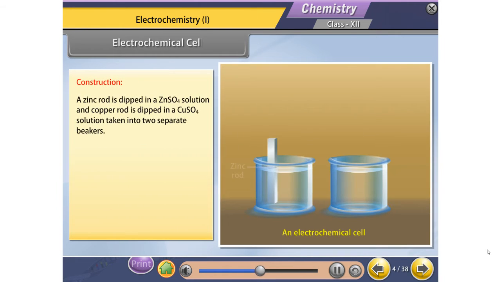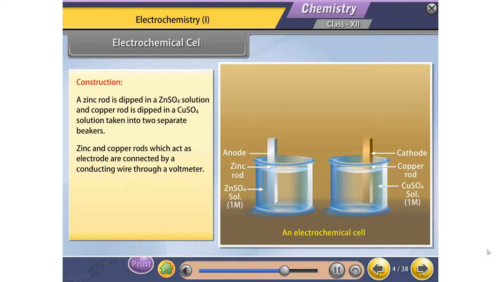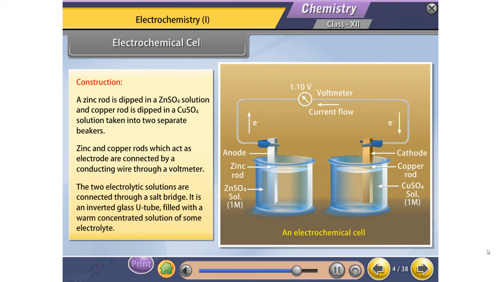Construction. A zinc rod is dipped in a ZnSO4 solution, and a copper rod is dipped in a CuSO4 solution, taken into two separate beakers. Zinc and copper rods, which act as electrodes, are connected by a conducting wire through a voltmeter. The two electrolyte solutions are connected through a salt bridge. It is an inverted glass U-tube filled with a warm concentrated solution of some electrolyte.